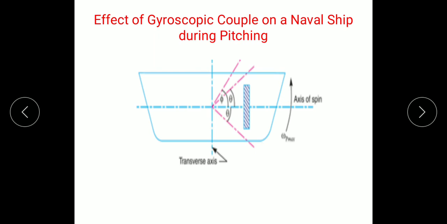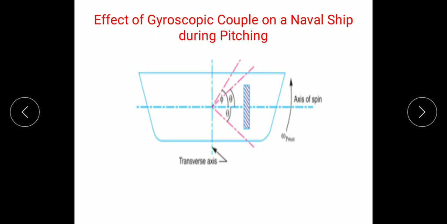So a vertical plane means we have the transverse axis. This is the vertical plane, and that is the transverse axis. So here, pitching is nothing but up and down motion in a vertical plane. In this case, the transverse axis is the axis of precession, and the longitudinal axis is the axis of spin. The axis of precession and the axis of spin are always perpendicular to each other. Then only do we have gyroscopic effect; otherwise there is no gyroscopic effect.